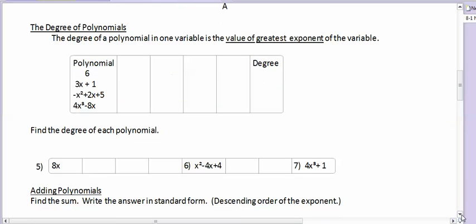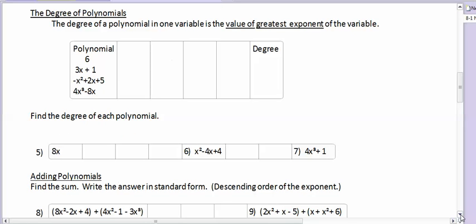Okay, that was the end of page A, so now flip it over, turn your page, and go to page B, on the next page. We're going to be dealing with the degrees of a polynomial. On the line there it says the degree of a polynomial in one variable. So if it only has one variable like x or y, then you're going to identify its degree by the exponent that's with that variable. The degree of a polynomial in one variable is the value of the greatest exponent of the variable.